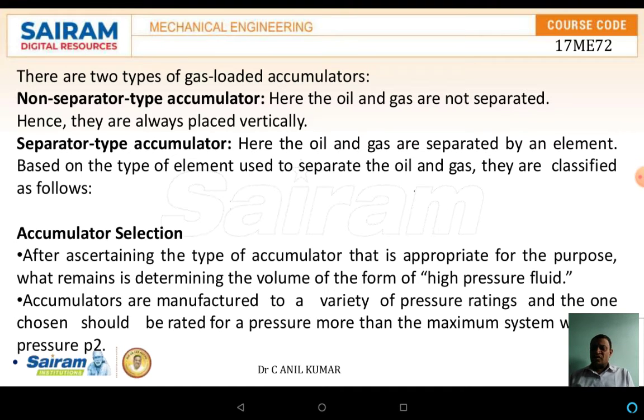The accumulator selection is based on many factors. The selection is made after ascertaining the type of accumulator that is appropriate for the purpose. What remains is to determine the volume of the high pressure fluid. Accumulators are manufactured in a variety of pressure ratings, and one should choose a rated pressure more than the maximum system pressure.